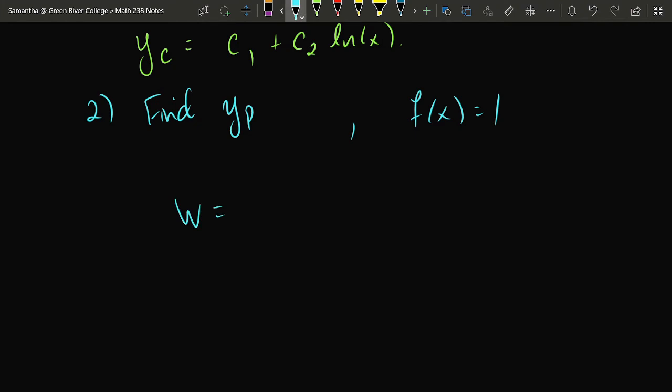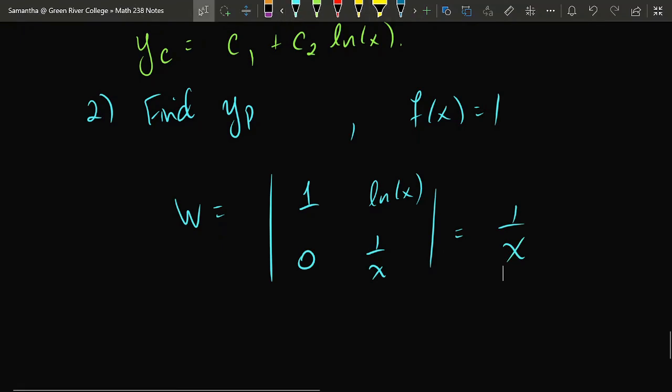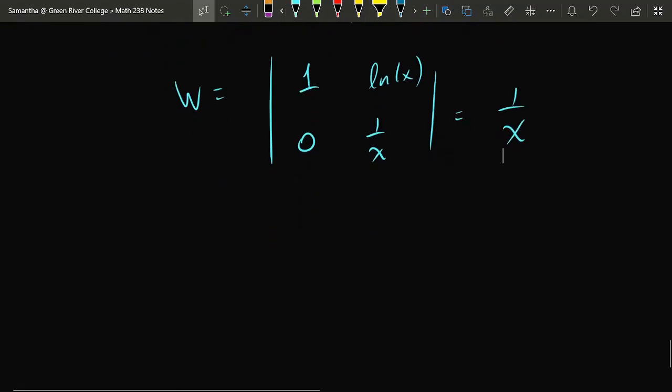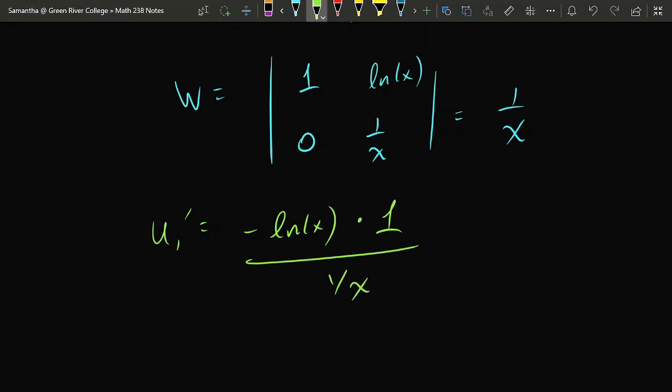Let's also get our Wronskian. So our two complementary solutions were 1 and natural log of x. The derivatives are 0 and 1 over x, and therefore the Wronskian is equal to 1 over x. The formula for u1 prime would therefore be negative y2 multiplied by f of x divided by the Wronskian, which simplifies to negative x natural log of x.